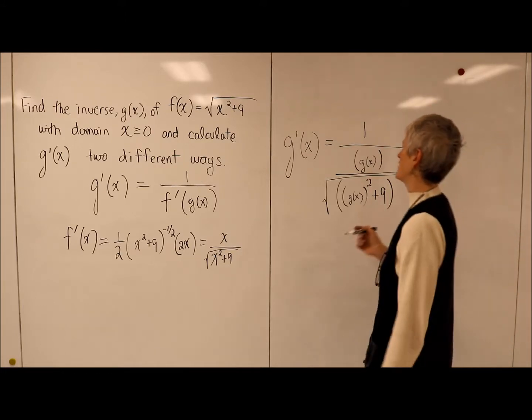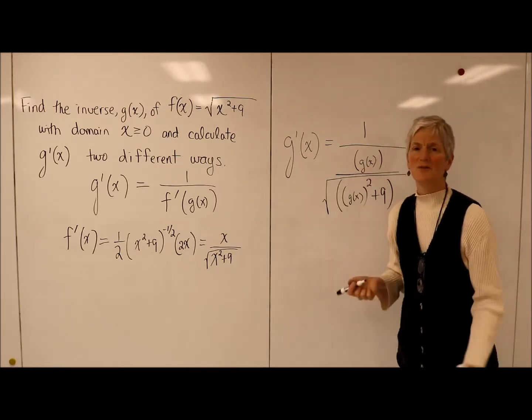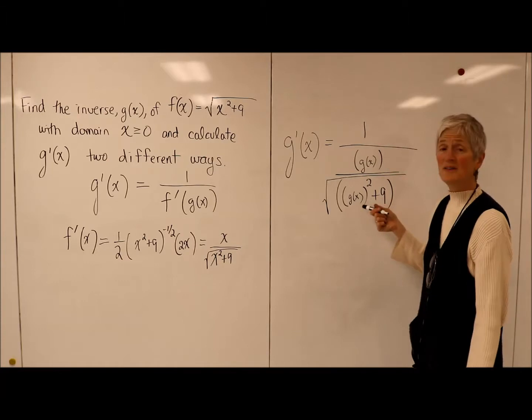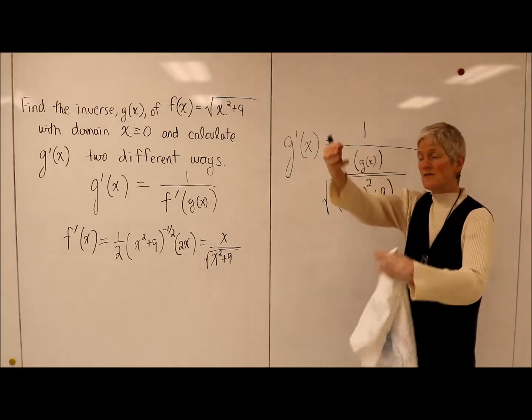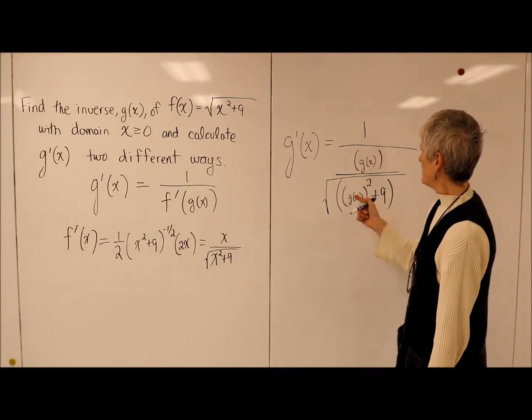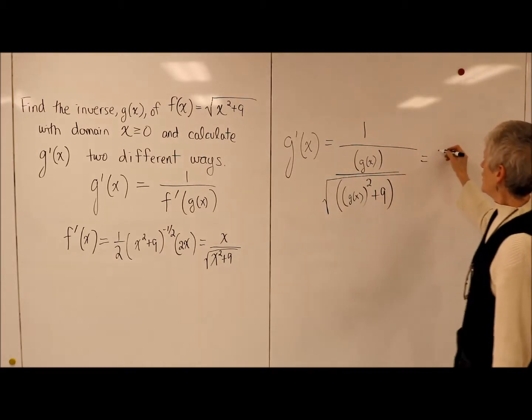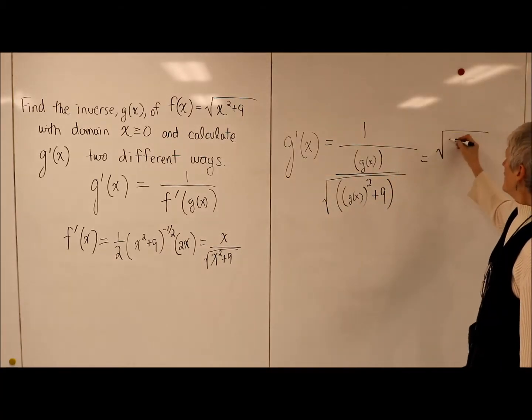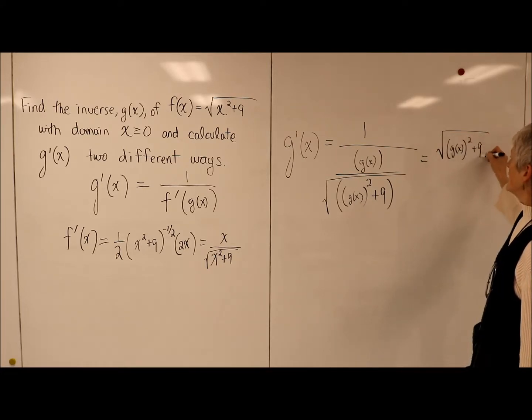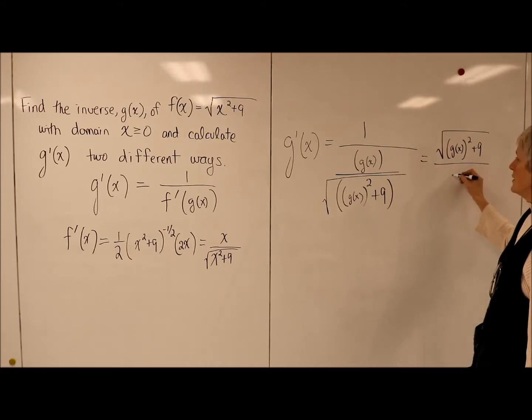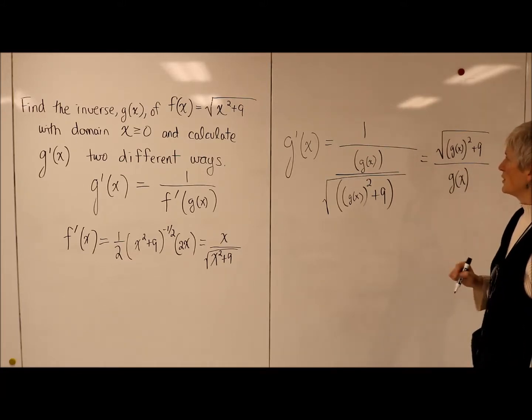Okay, a couple things are going on. One is I have a complex fraction. If I have 1 divided by this crazy fraction, can't I just flip the whole thing? Isn't this just going to be, let's see, the square root of g of x squared plus 9 all over g of x? Yeah, I think so. I think we're good there.